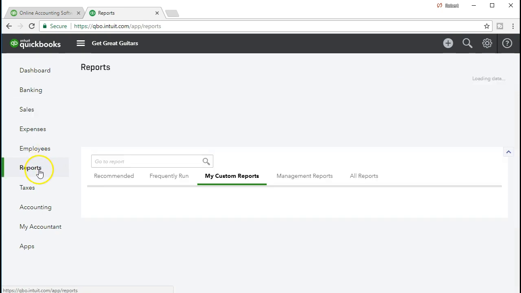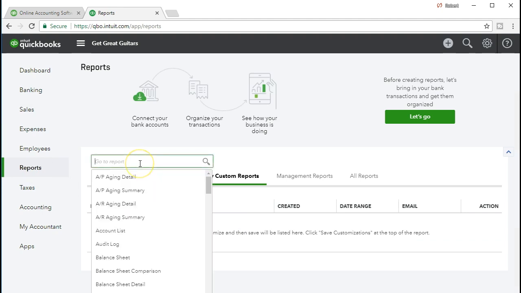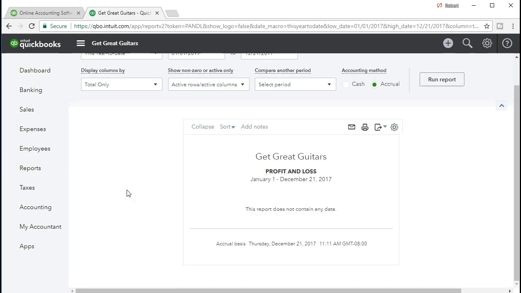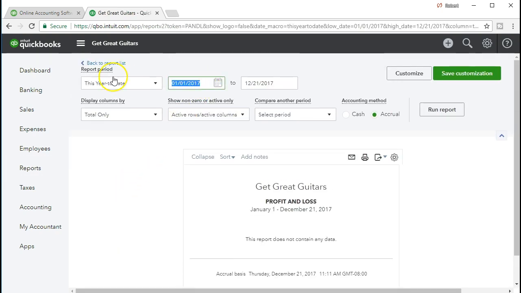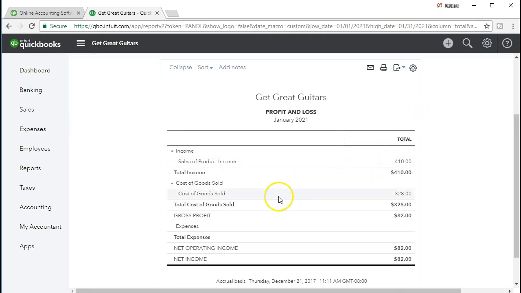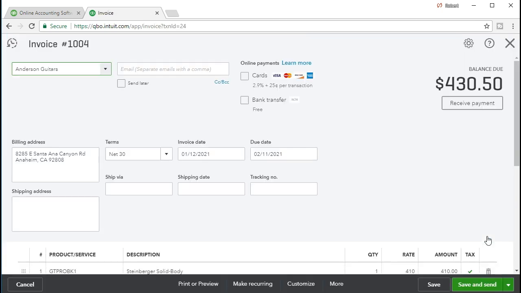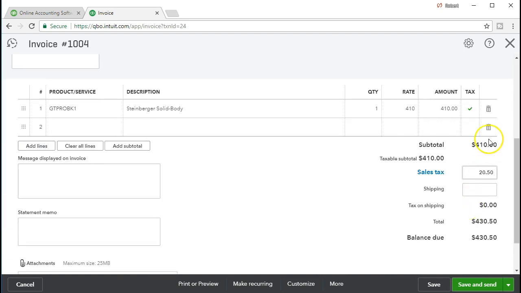We're going to look at reports. We're going to go to the profit and loss again, and we want to see from the dates 01/01/21 to 01/31/21, and run the report. And then we got the cost of goods sold. Here's the other side of that 328. If we click on that, we see this item once again. If we click on it, we have once again that invoice.